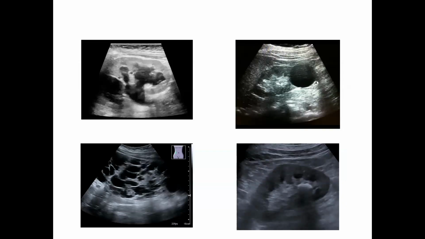Okay, now let's put in the background knowledge. What is this? Anyone? This is all communicating. Pelvis. He's right, this is the pelvis. This is the calyces. This is the middle calyx, this is the lower calyx, this is the upper calyx. The calyces are dilated. So what does it mean? Hydronephrosis. So this is hydronephrosis. All calyces dilated and the pelvis dilated.